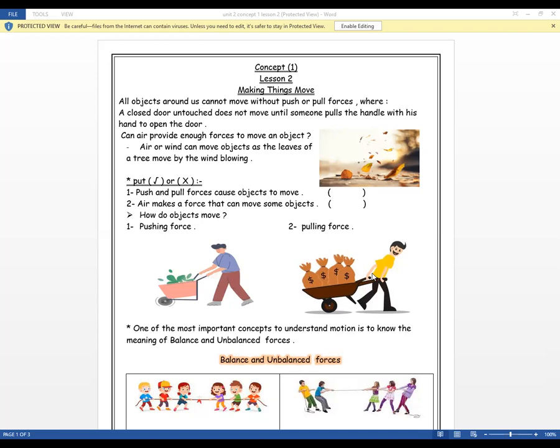Can air provide enough force to move an object? You have to know that air or wind can move objects, as the leaves of the tree move by the wind blowing.